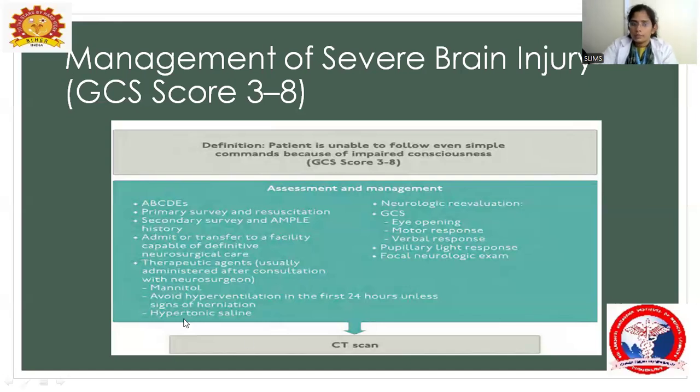So what is hypertonic saline? Hypertonic saline is also an osmotic agent. It is usually given in patients in whom mannitol is contraindicated. Mannitol's route of excretion is by the kidneys, so in the case of renal failure, you cannot give mannitol. In such cases, you can go for hypertonic saline. Then simultaneously you'll go with neurological reevaluation. You'll see the GCS, eye opening, motor response, verbal response, pupillary light response, and focal neurological examination.